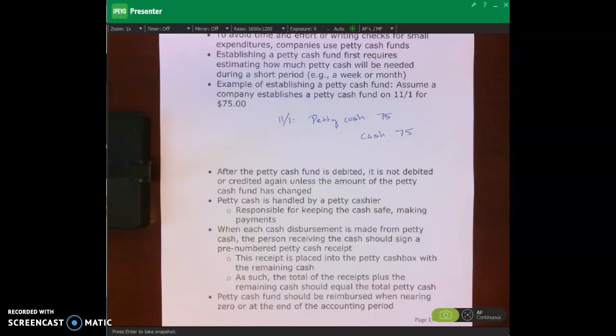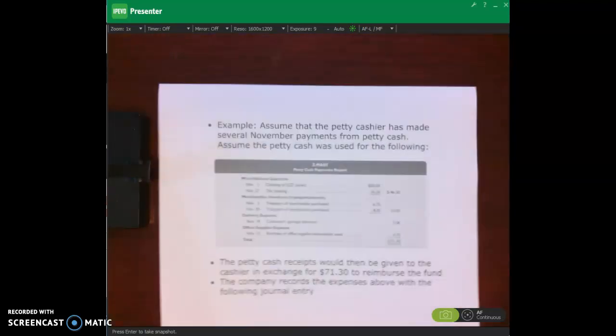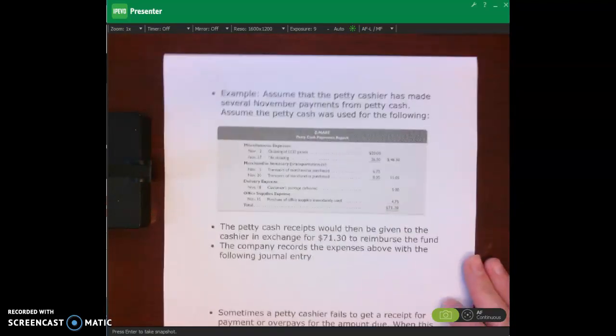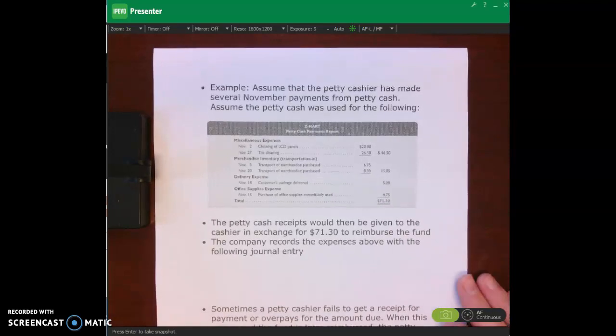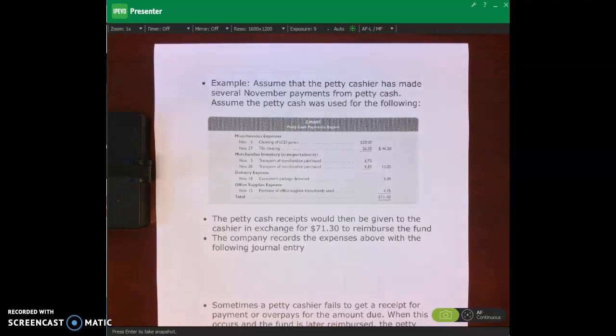We have to reimburse the petty cash fund. And let's look at that journal entry right now. So we have this little figure right over here that says, assume the petty cashier has made several November payments from petty cash, and assume that petty cash was used for the following.